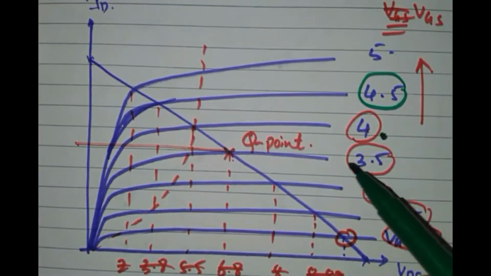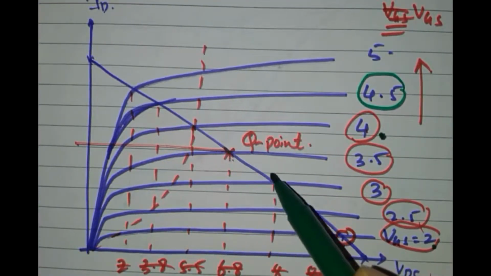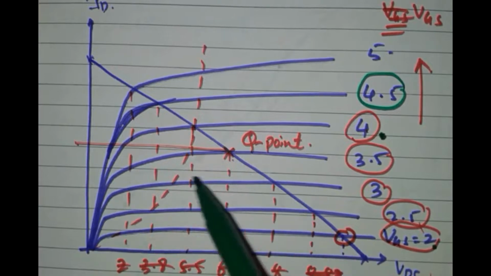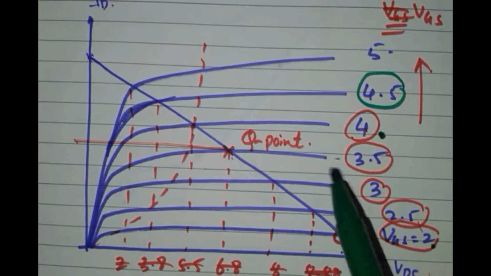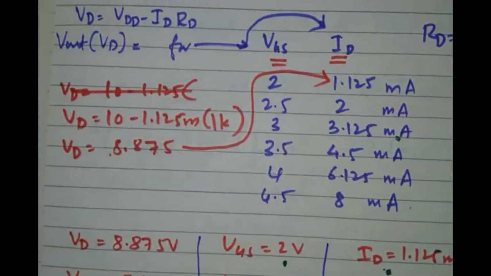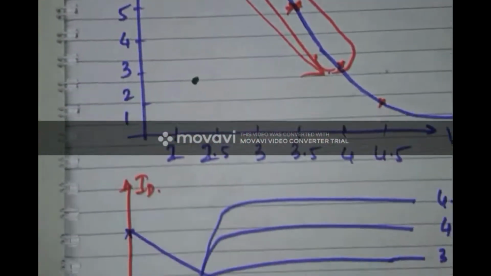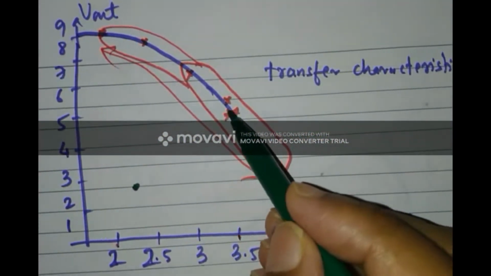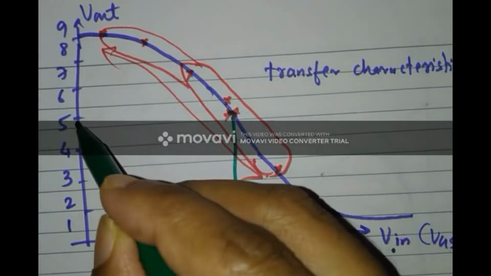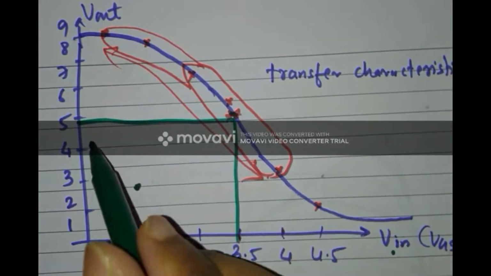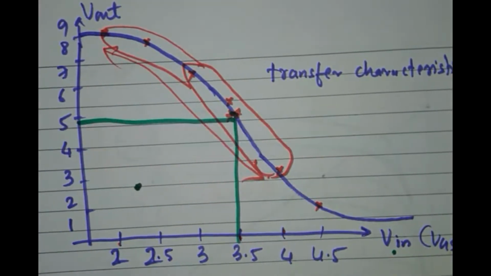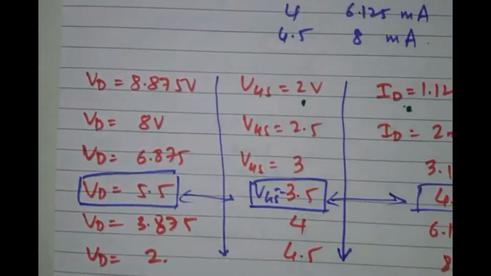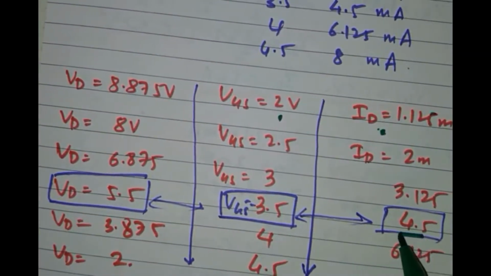So to be on the safer side, the Q point is always considered at the middle of this particular graph, which is basically for 3.5 volt. So if I consider this, my Q point lies over here, for 3.5 volt, generating an output voltage of this, and for 3.5 volt of input voltage, what was my current? My current was 4.5 milliampere.